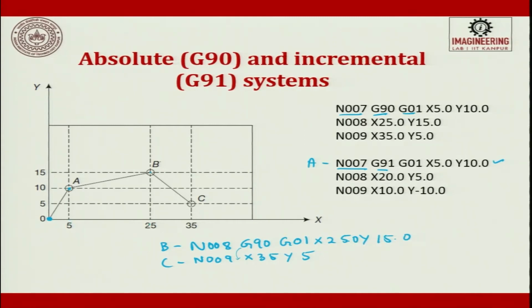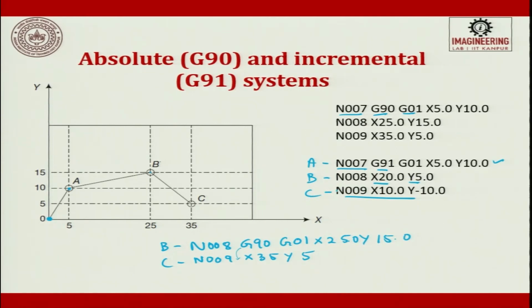So, when I move to point B, I will reduce 5 from 25, which is 20, and 15 minus 10 is 5. So, incrementally it will be 20 comma 5. So, this is your B point. When you talk about the C point, it is going to be 35 minus 25, which is 10, right, and then the Y axis falls from 15 to 5. So, 5 minus 15, which is minus 10. So, this is what is written here.